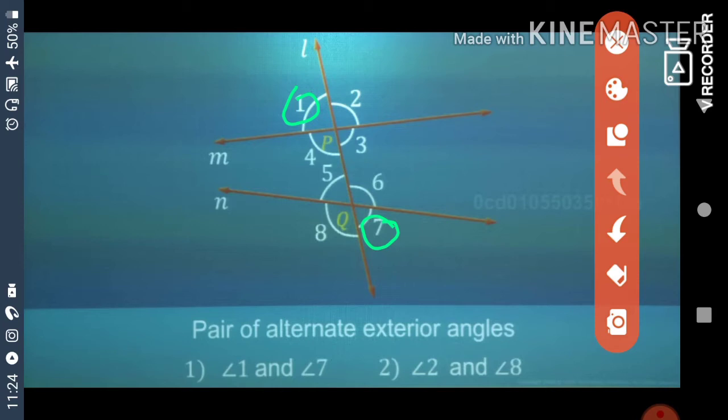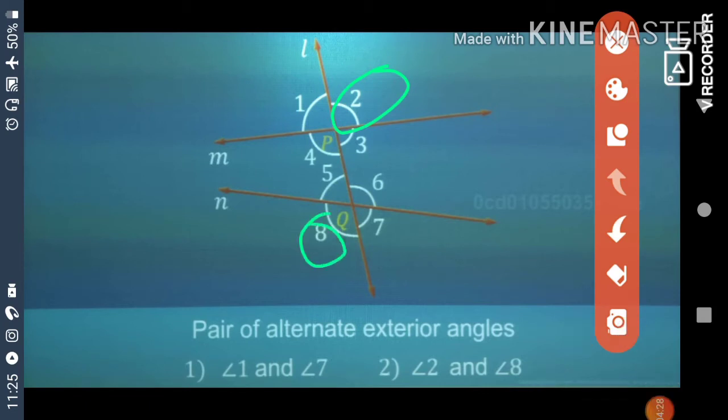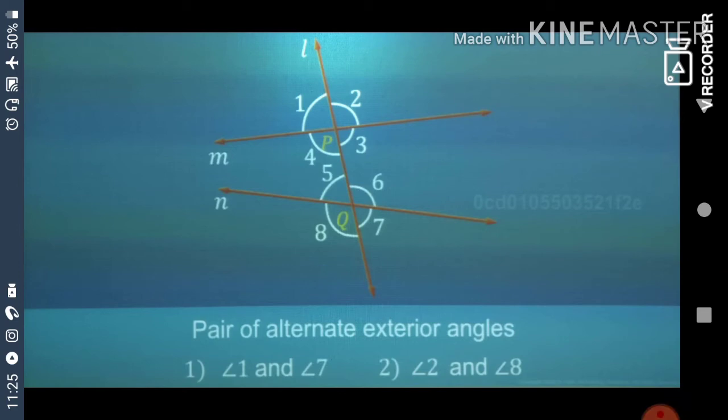1, 2, 7, 8, these all are exterior angles only, and out of which, which are the pair of alternate exterior angles? 1 and 7. The same way 2 and 8. Which one? 2 and 8. This one, 2 and 8. This is also a pair of exterior angles. I hope it is clear to you. A pair of alternate exterior angles.